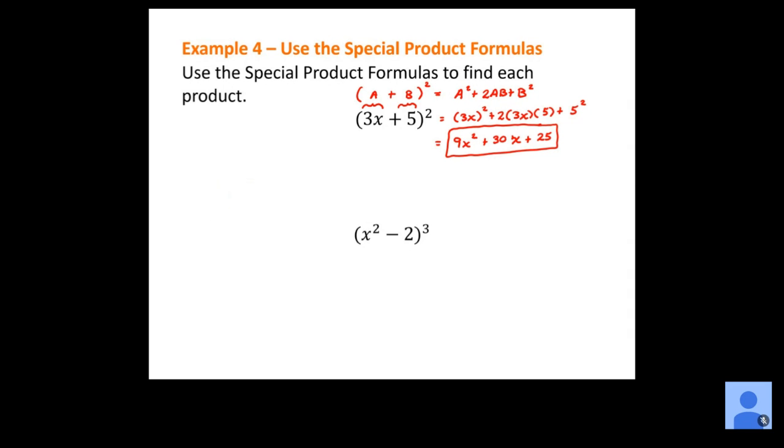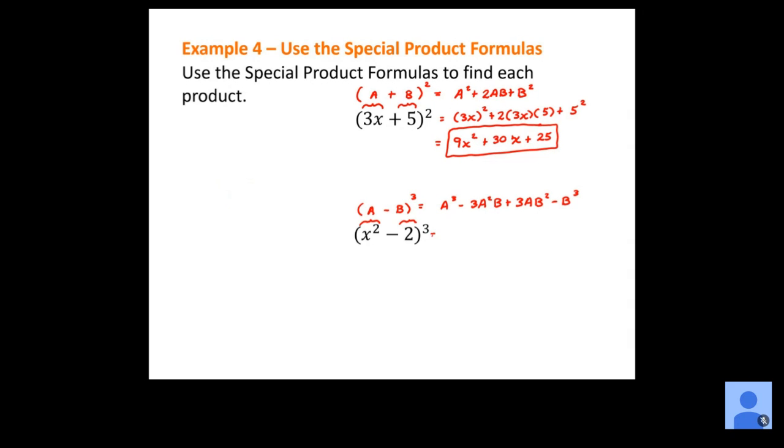All right, so then if we look at the next one, again, I'm going to identify the a value and the b value. So this is a minus b quantity cubed. And so if we look back at our formula here, that should be a to the third power minus 3a squared b plus 3ab squared, and then minus b cubed.